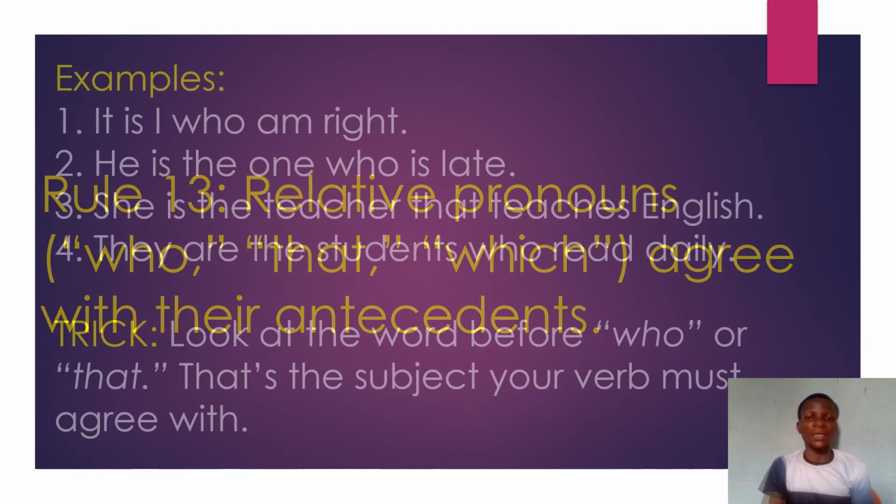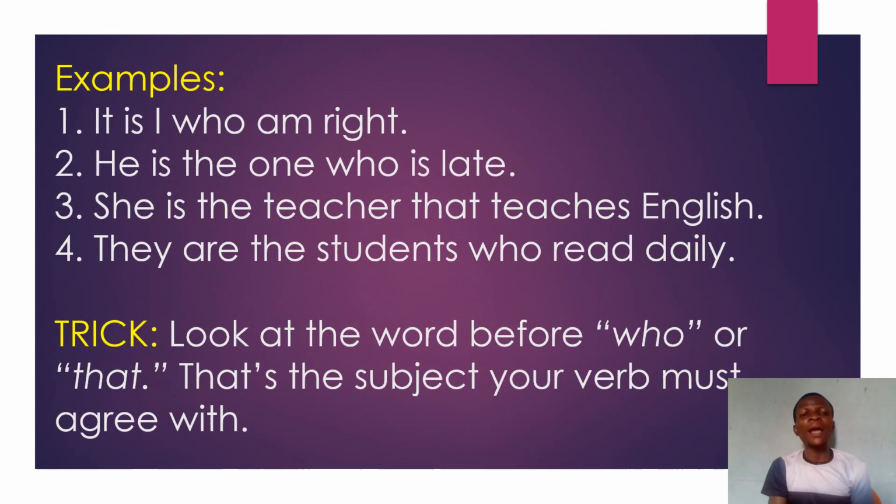Let's check. Example 1: it is I who am right. You can say I, which is just one person, who am right. Example 2: he is the one who is late. He is the one, that's one person. The word before this who is one, which is singular, so it's who is late.